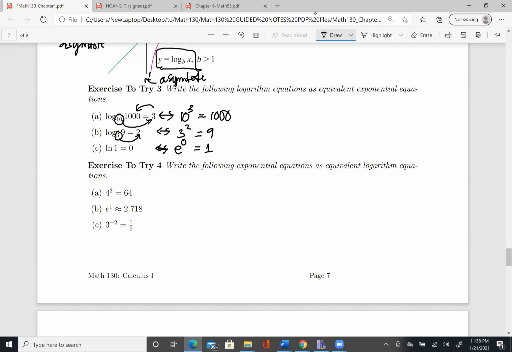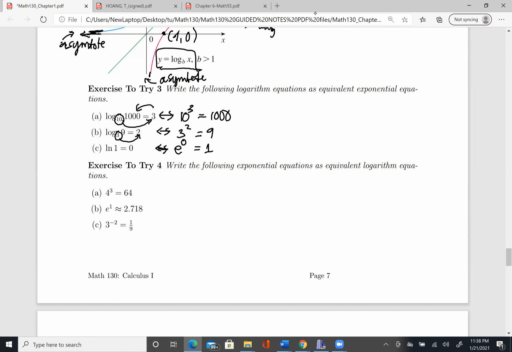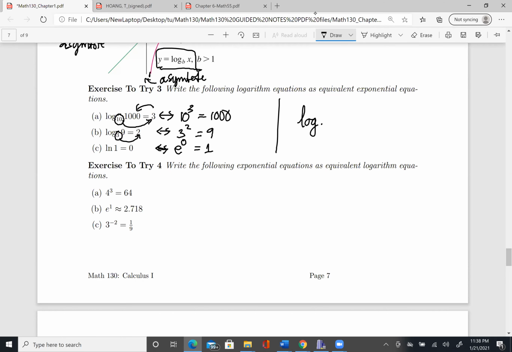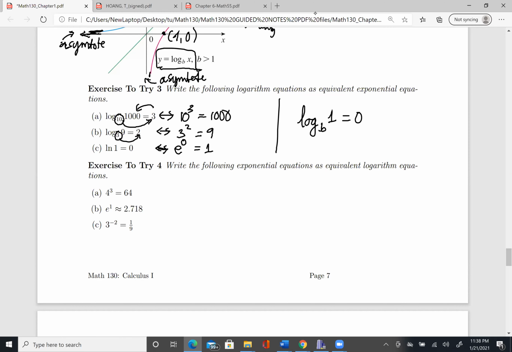As I mentioned before, if you see log base b of 1, it will always equal 0, no matter what. It has to be that, because if you change it to exponential form, you know that b raised to 0 equals 1.